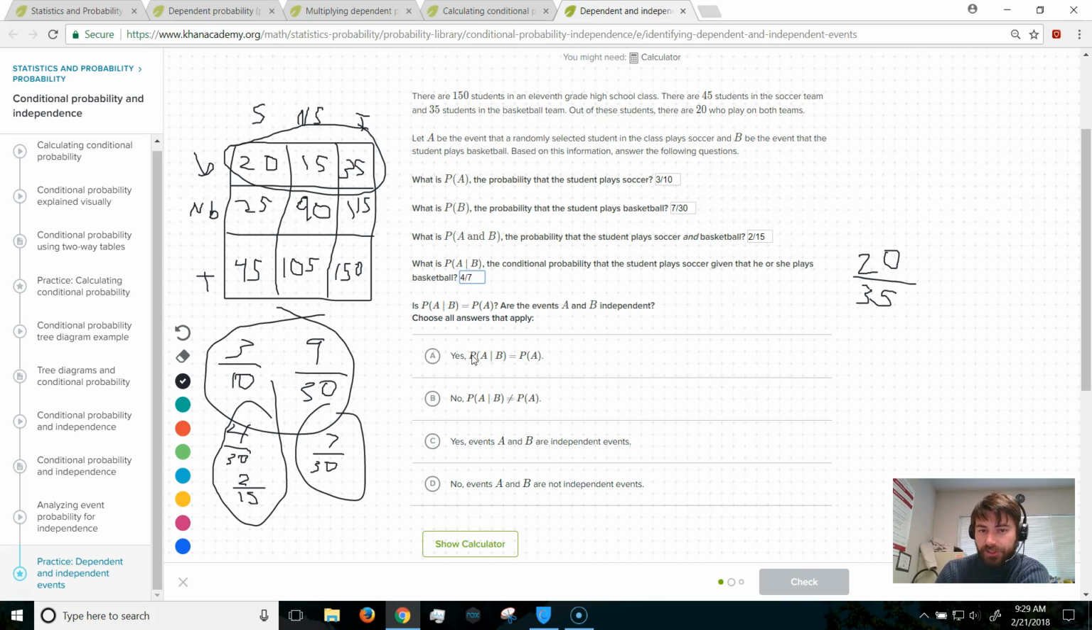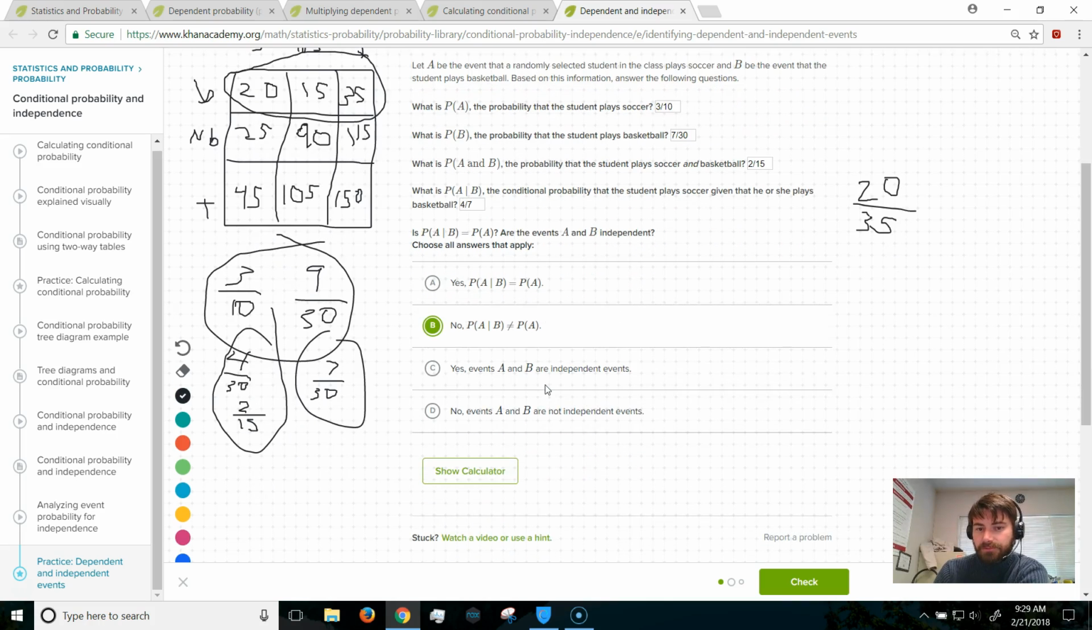So let's just look to see, this one's easier to determine. So let's just look to see if this is true. Is the probability of A given B, which is what we solved here, right? A given B, that's the same as probability of A. So A given B is 4/7, if I did my math correctly. And probability of A by itself is 3/10. So see how they're not equal? So they're not equal. 4/7 is not the same thing as 3/10.